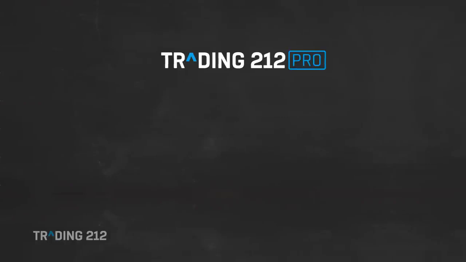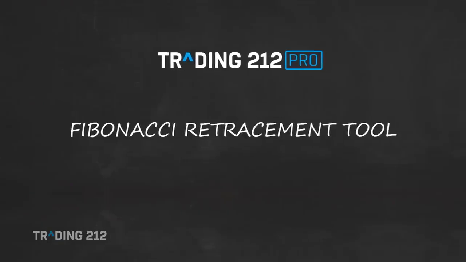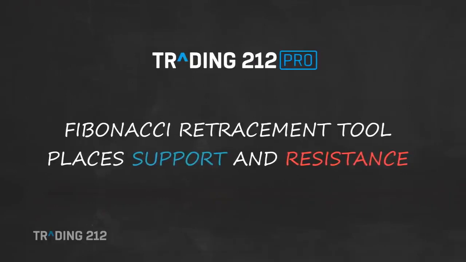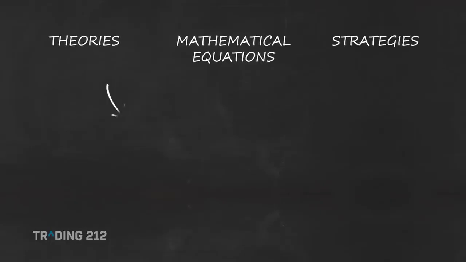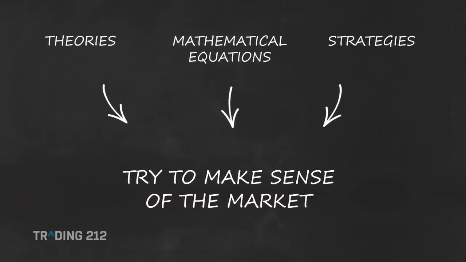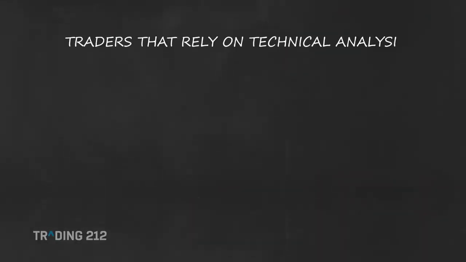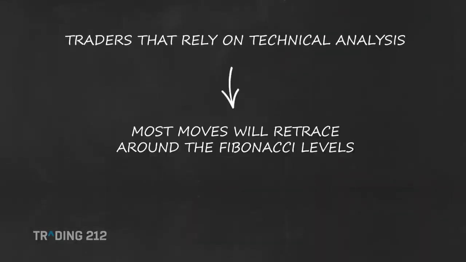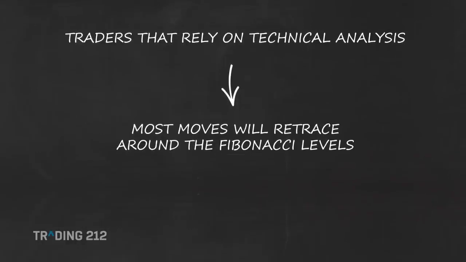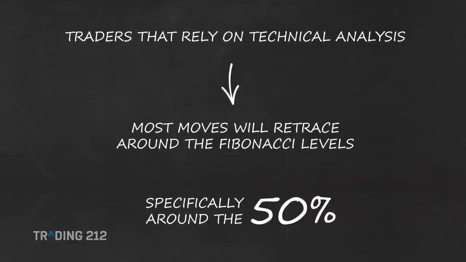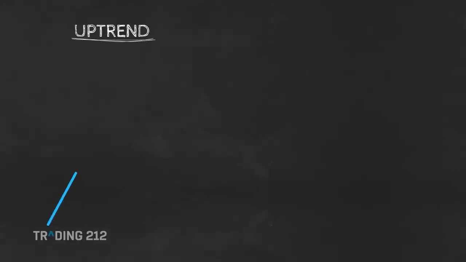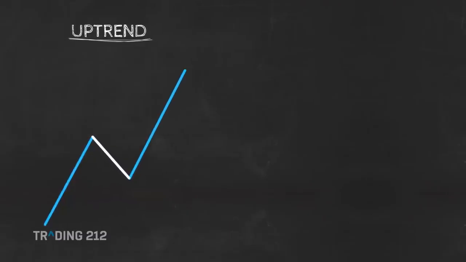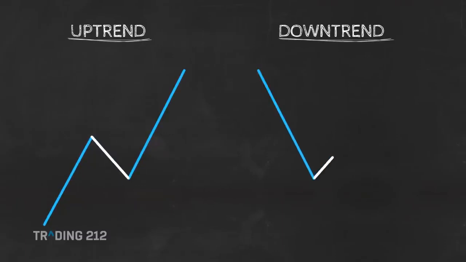In the Trading 212 Pro platform, you have a Fibonacci retracement tool. It places support and resistance levels on your chart based on the Fibonacci numbers. There are many theories, mathematical equations, and strategies out there that try to make sense of a market that is largely speculative. However, it is widely accepted among traders that rely on technical analysis that most major moves will retrace around the Fibonacci levels, and more specifically around the 50% level of the move. So in an uptrend, a price will retrace down a certain percentage of the move before continuing its long upward movement. Likewise, in a downward trend, the price will move up a certain percentage before continuing its long-term downward movement.